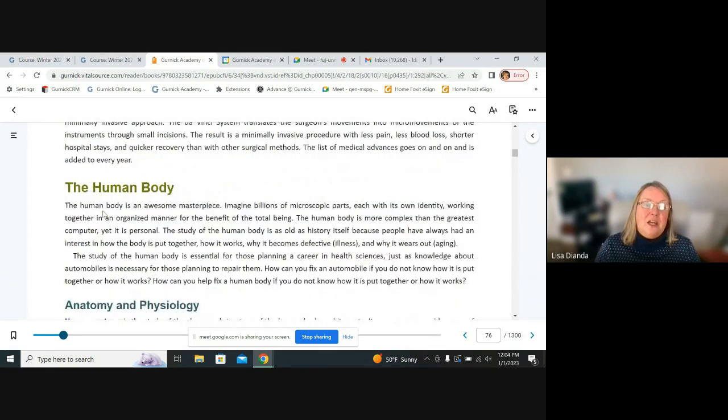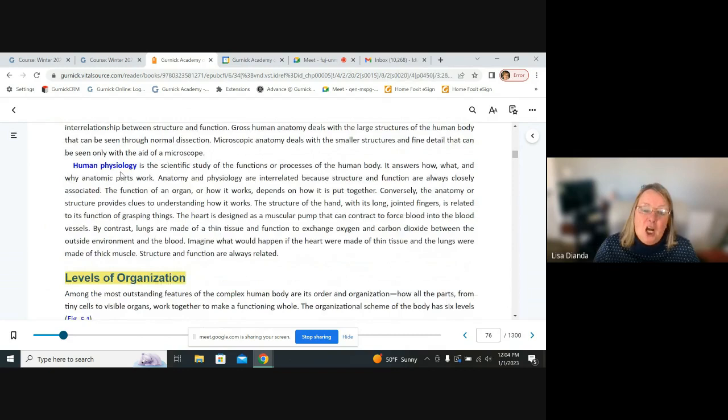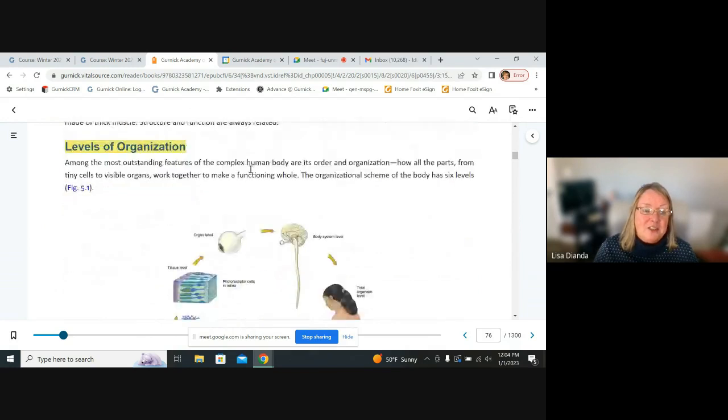I love this quote. The human body is an awesome masterpiece. Billions of microscopic parts, each with its own identity, working together in an organized manner for the benefit of the total being. Amazing. So read through all of this. Take your time with it. Human anatomy, the study of the shape and structure. We talked about that. Physiology, the scientific study of the functions or the processes, right? Physiology. Physio, right? Ology, study of.